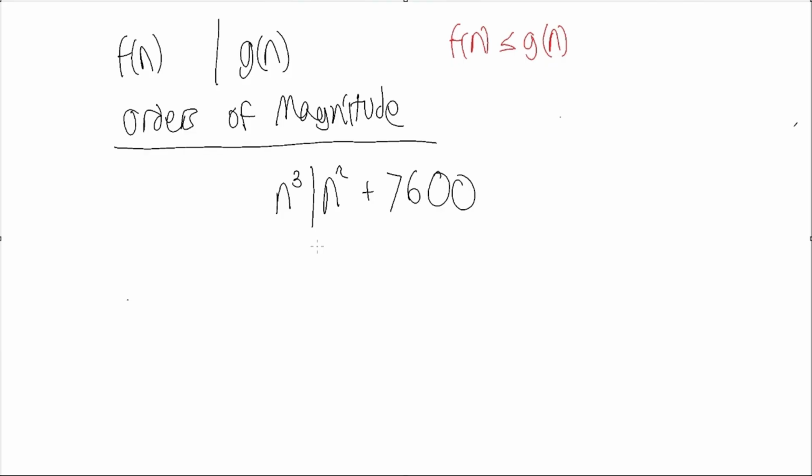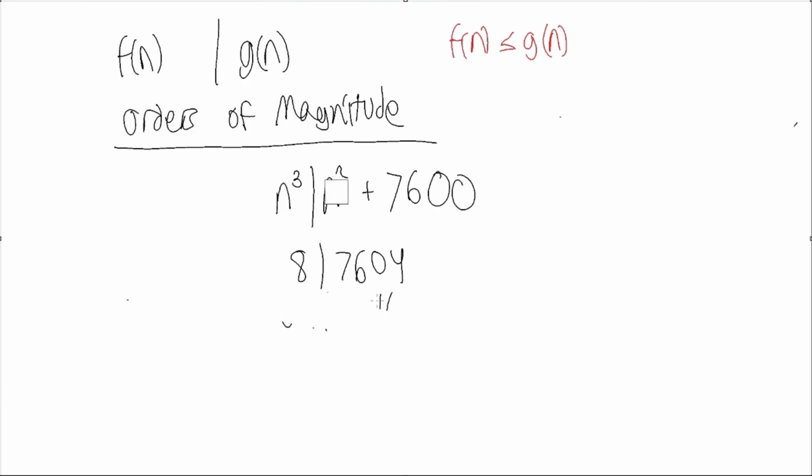So let's try testing out some small values of n. For example, n equals 1 obviously works, since 1 divides anything. n equals 2 gives 8 divides 7604, and that doesn't work. But when n equals 4, we get 64 divides 7616, which just so happens to be true. And now this makes us think that because this right-hand side is much larger than this left-hand side, it will hold true for infinitely many n.